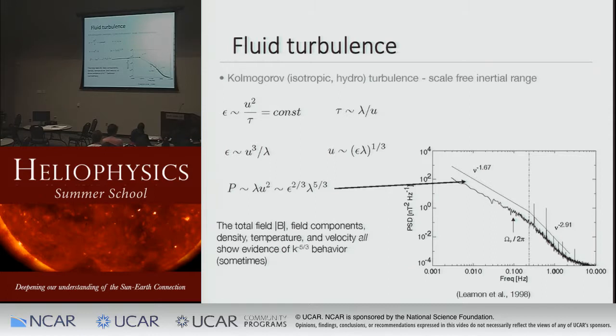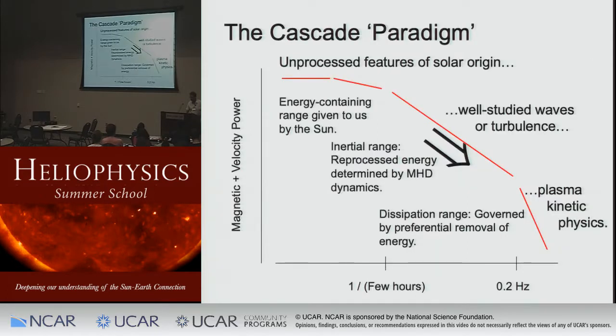Okay, so there's pretty simple observational evidence for some kind of turbulent cascade process at 1 AU in the solar wind. But of course, the solar wind is not an isotropic fluid. It's magnetized. Okay, so this is basically what I said. You drive it at large scales, it cascades down to some small scales.